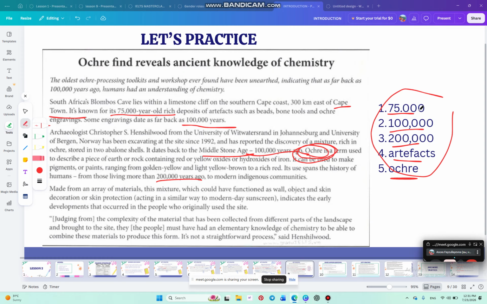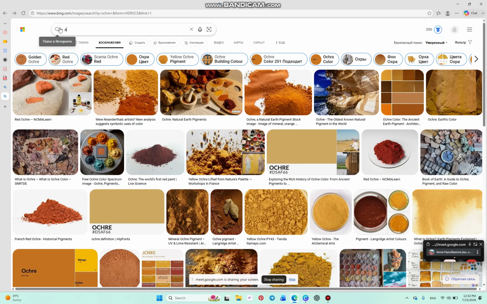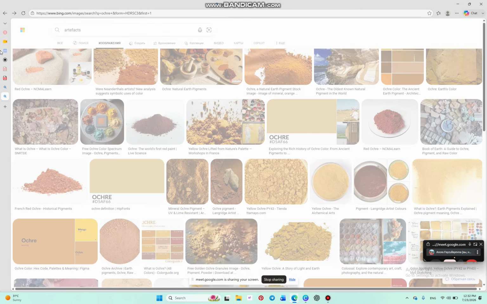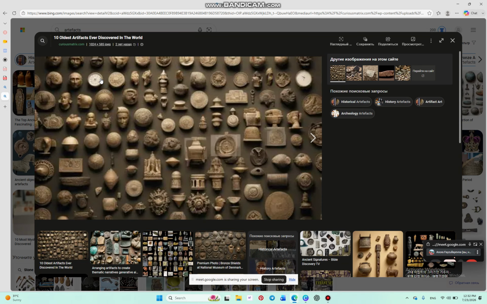Sorry teacher, but I can't find it. Ah yes, I found it. 75 years old, rich deposits of artifacts. Yes, exactly. And what are the examples of artifacts? Such as beads, bone tools, or art engraving, and other ingredients. Okay, exactly. These are the examples of artifacts for us, like the old things, old stuff, and so on.